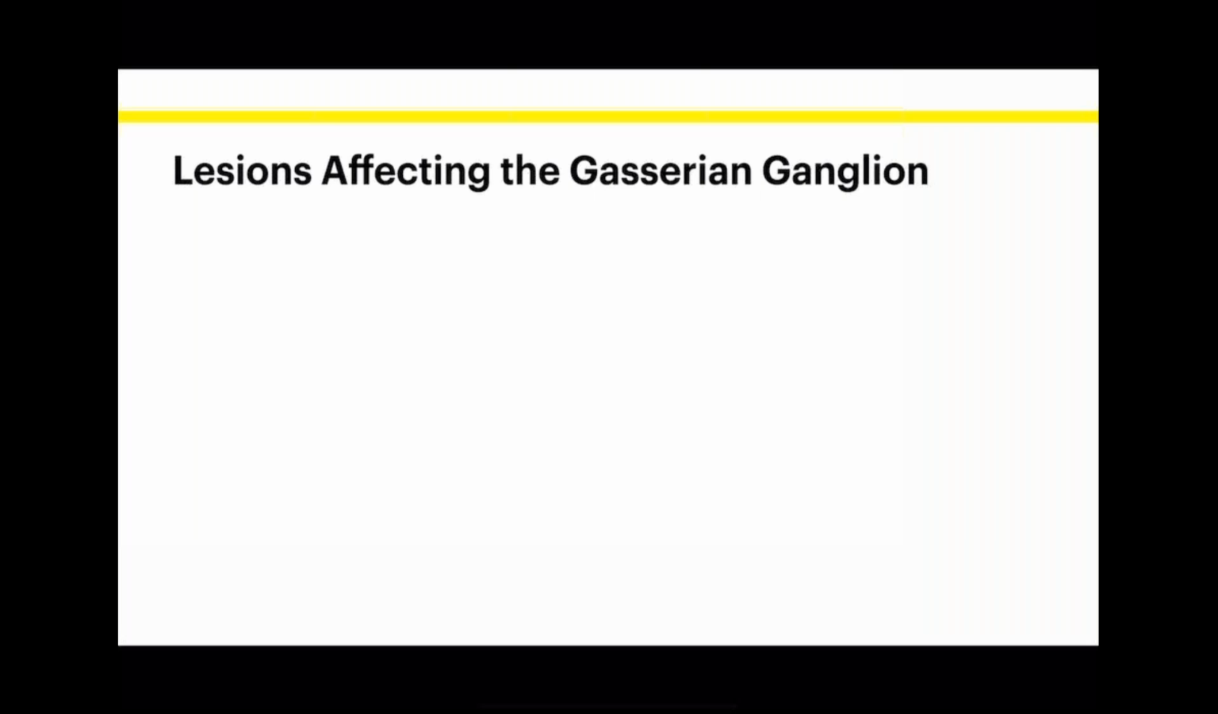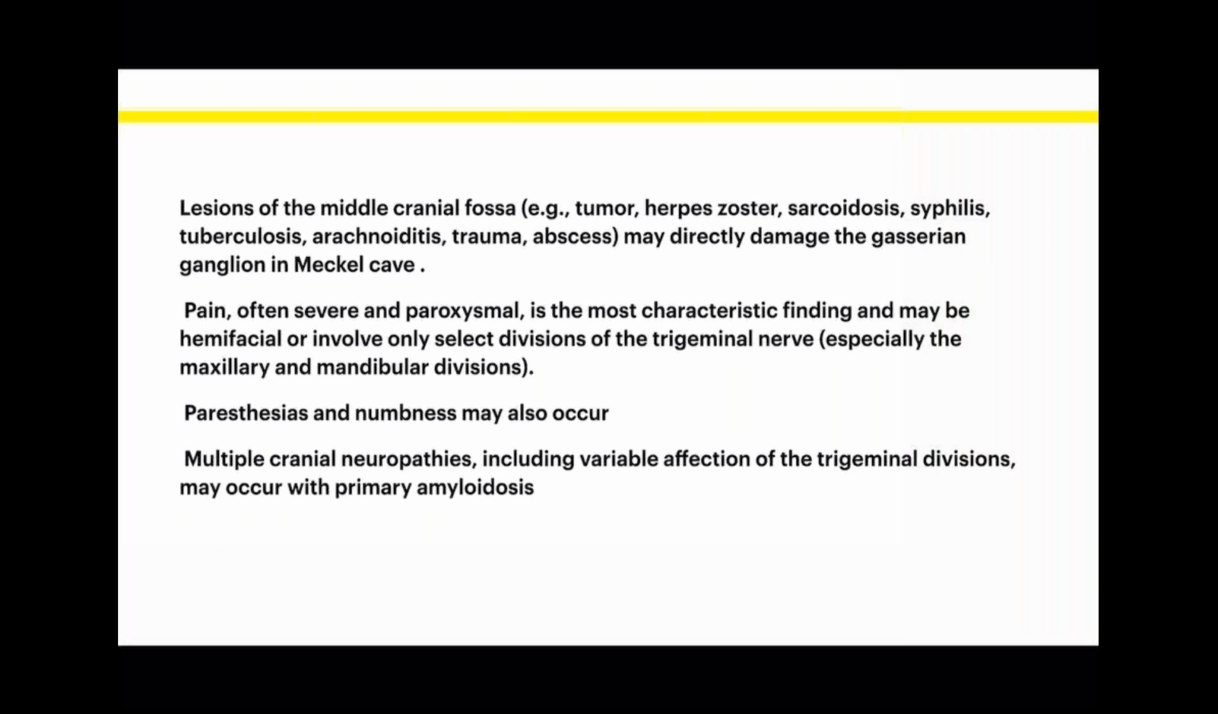Moving to lesions affecting the ganglion itself. Remember when I showed you the first picture, the ganglion in the middle cranial fossa. Anything there, from tumor to infection to abscess, can directly damage the ganglion at Meckel's cave, and it also comes with pain. Pain is the main symptom here, severe and paroxysmal, with characteristic findings of hemifacial involvement, either the whole face or a single division, depending on whether it's the whole ganglion or near the roots.